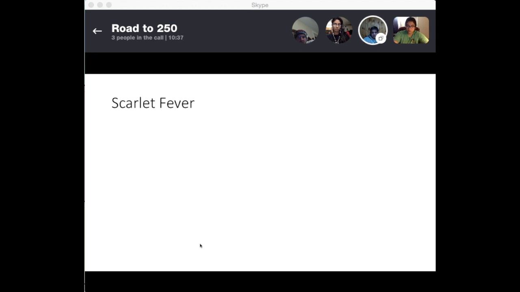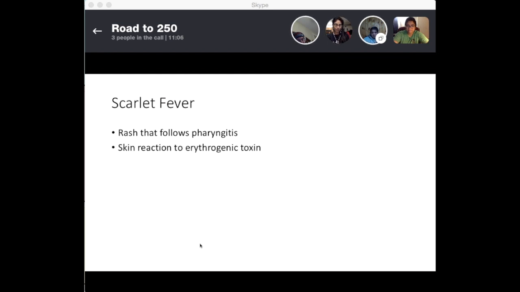All right. So, scarlet fever. When you hear scarlet fever, what comes to mind? Strawberry tongue. Sandpaper rash. Post-strep. Rash on palms and soles. Okay. Sandpaper rash, correct. So it's the rash that follows pharyngitis, a skin reaction to erythrogenic toxin.